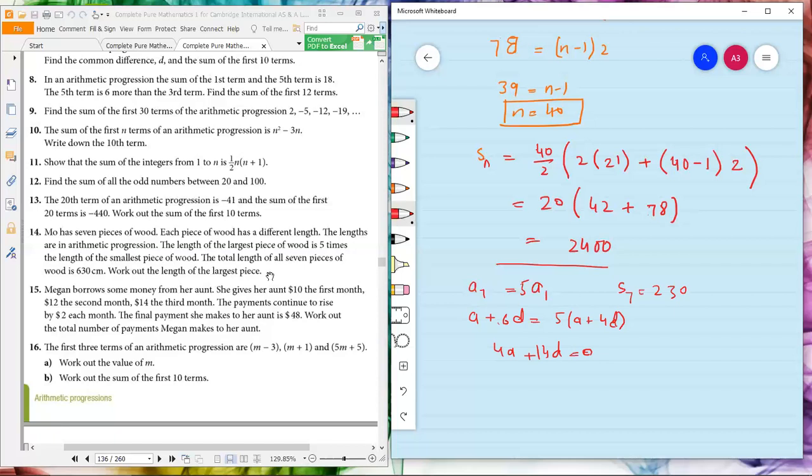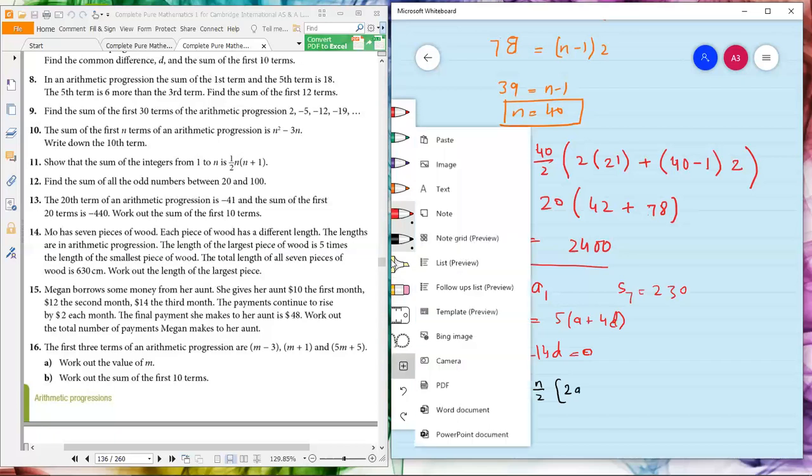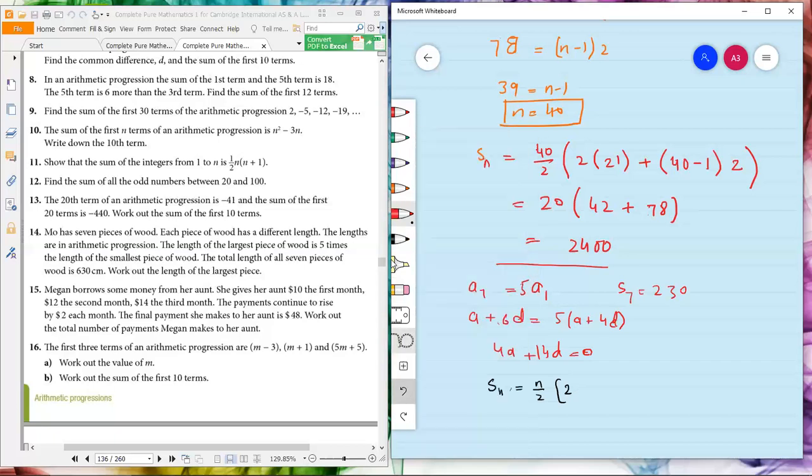Work out the length of the largest piece. We have to find the An value, the largest piece. That would be Sn is equal to n by 2 times 2A1 plus (n minus 1)d, or according to you, we can use the formula A1 plus An if you are very good at formulas. This is the sum of an arithmetic progression.